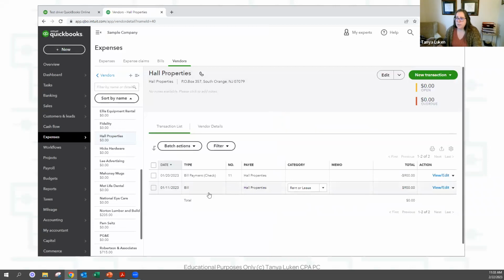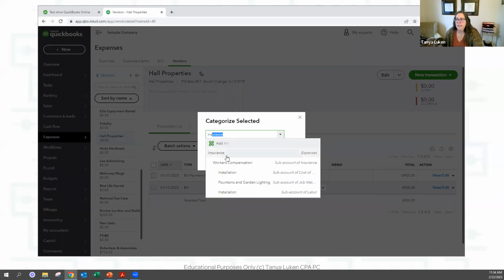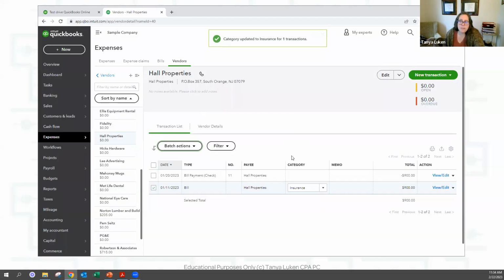If you want to see the history for your vendor, it's down here at the bottom. So there's been one bill in January of 2023 for $900 to this vendor, and we made a payment on January 20th. So the bill was on the 11th, we made a payment on the 20th, it's for rent and lease. If we're like, you know what, that's not a rent payment, that's insurance, if you were to check this box, you can categorize it and change it to insurance. So, which is pretty handy.